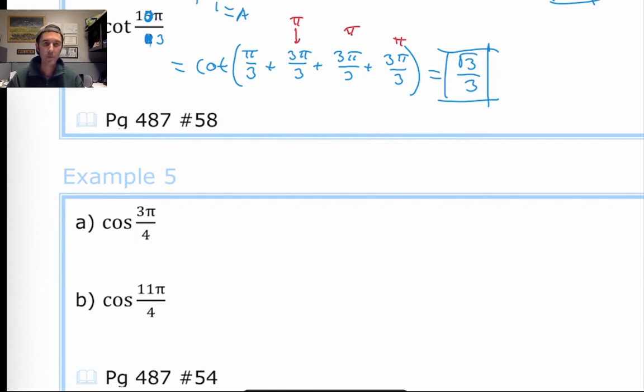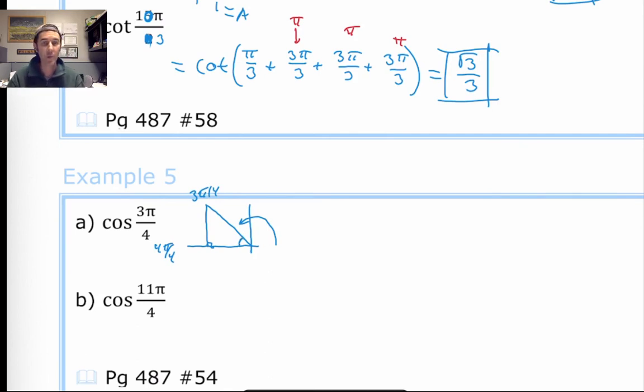Cosine 3 pi over 4. 0 pi over 4 is 1 pi over 4, 2 pi over 4, 3 pi over 4. We're halfway into the second quadrant, so I'm only going to draw the second quadrant. I'm halfway into it. I drop my altitude. There's my right angle. This is the 3 pi over 4, but my reference angle is only 1 pi over 4. 3 pi over 4, 4 pi over 4 means that this is a 1 pi over 4.